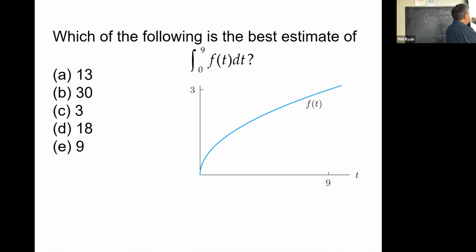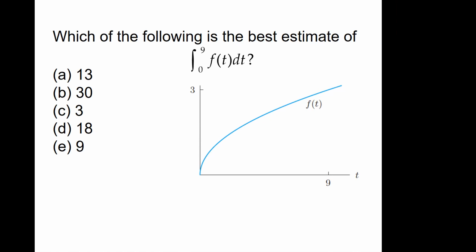Okay. So in this one here, this is just a graphical problem. You just have to do it by eye. Okay. Here's an integral between 0 and 9 of f of t. Which one of those numbers do you think is going to give you the best estimate? People at home can play too. Either 13 or 18.